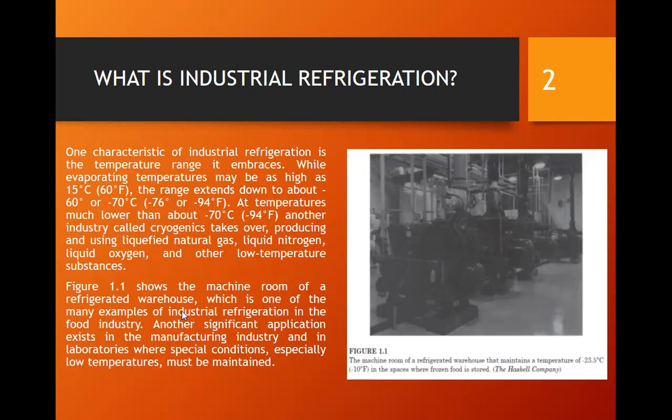Figure 1 shows the machine room of a refrigerated warehouse, which is one of the main examples of industrial refrigeration in the food industry. Another significant application exists in the manufacturing industry and in laboratories, where special conditions, especially low temperatures, must be maintained.